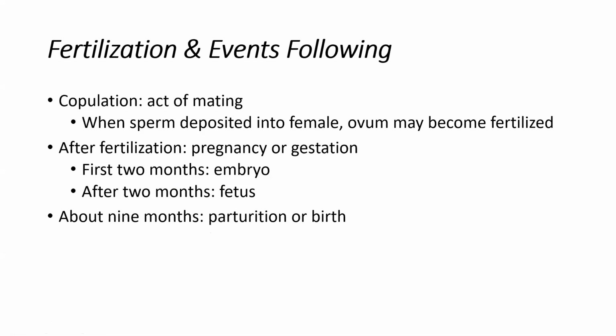Post-fertilization, we have pregnancy or gestation. This has two different phases. The first couple of months we call the product here an embryo. And then beyond 2 to 3 months or so, we call this a fetus, up to the time of birth. And then beyond birth, we obviously call it an infant until it begins to develop and we start to call this a child, right? So we have an embryo, a fetus, and then an infant.